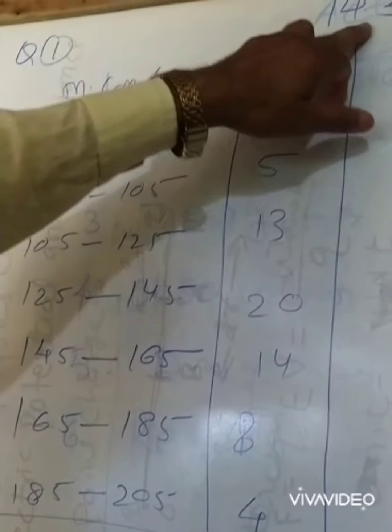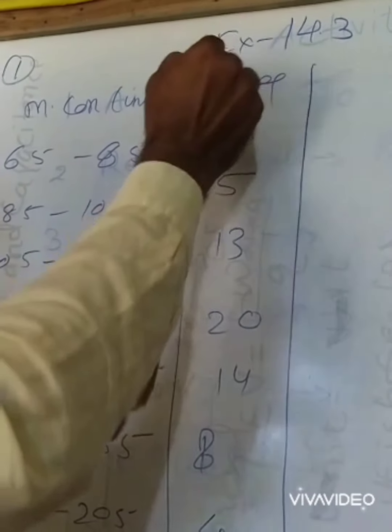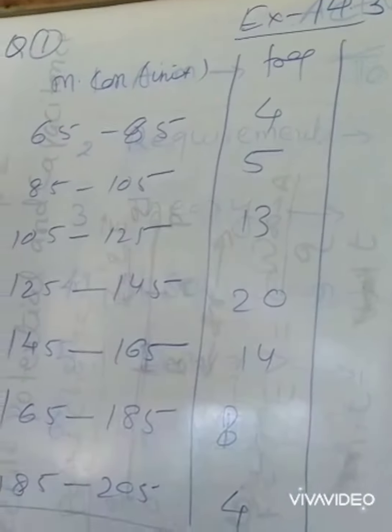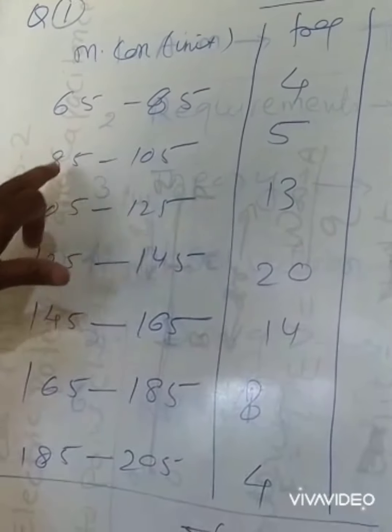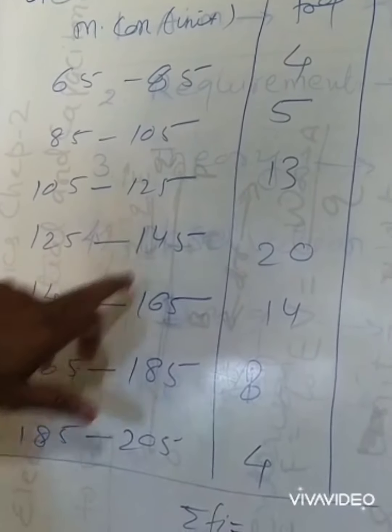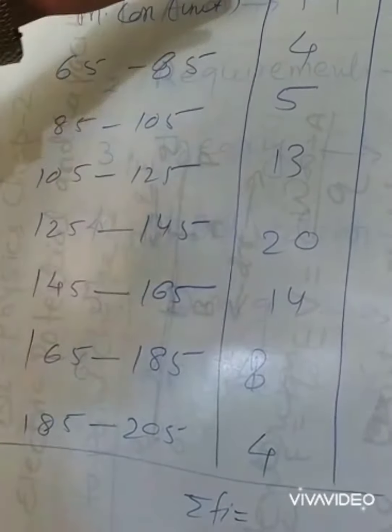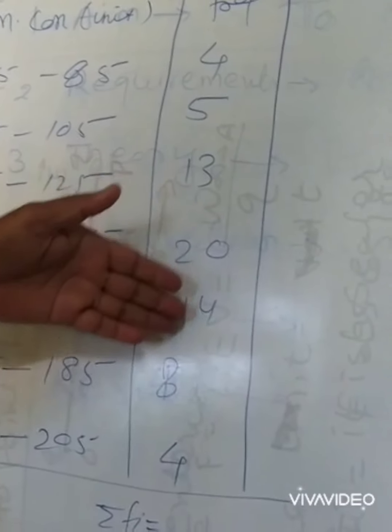To start exercise 14.3, in this exercise we will find the median of the given data. We have the class intervals 65 to 85, 85 to 105, 105 to 125, 125 to 145 respectively, and the frequencies given are 4, then 5, then 13, then 20, 14, 8 and 4.